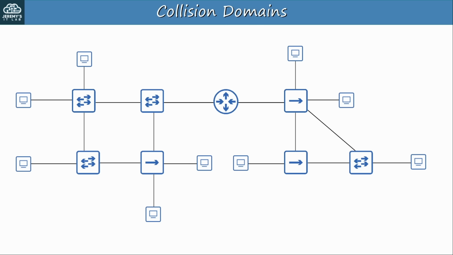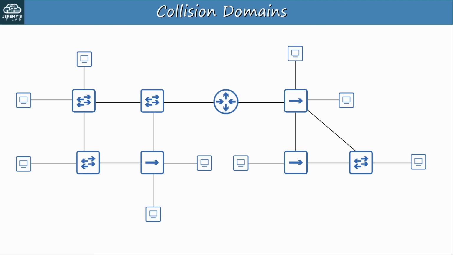Now let's test your understanding of collision domains. How many collision domains are there in this network? Now this isn't a very well-designed network, but we're just checking if you understand how collision domains work. Remember, every port on a switch is its own collision domain, and every port on a hub is in the same collision domain. Also, every router port is in its own collision domain. Routers operate using layer 3 logic. They don't flood frames.